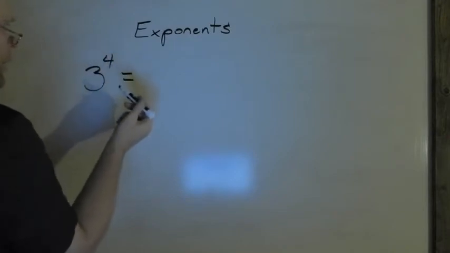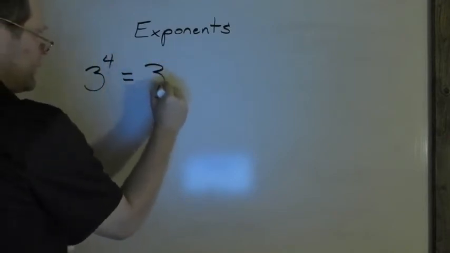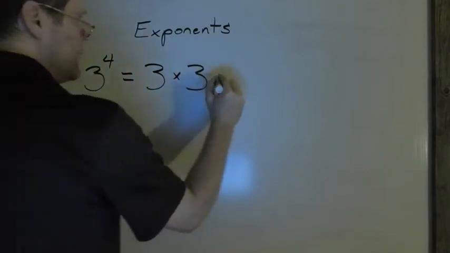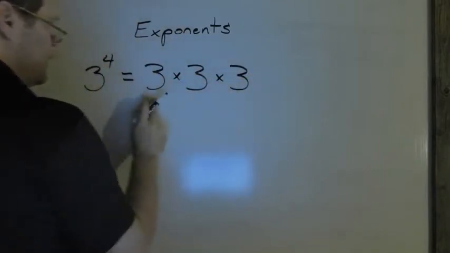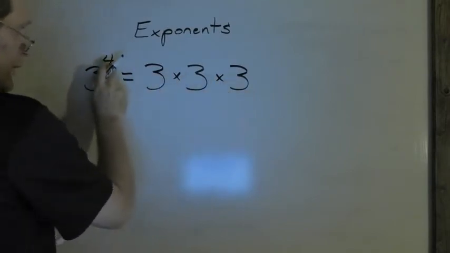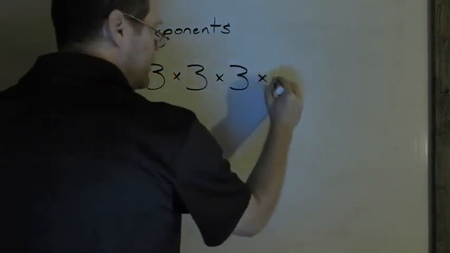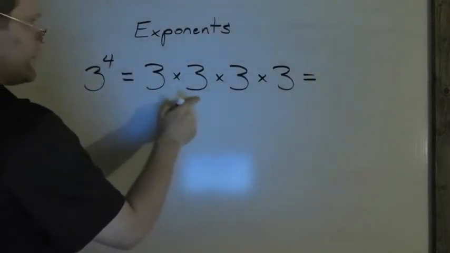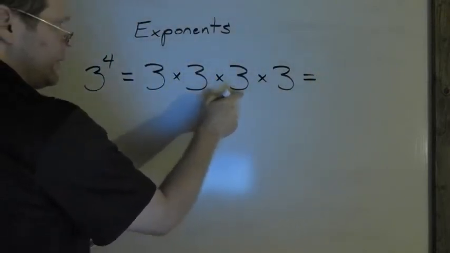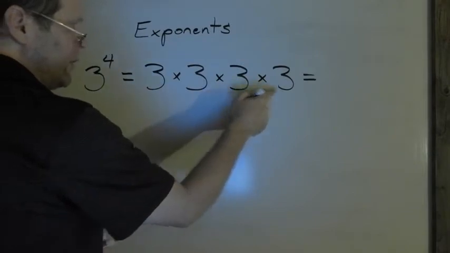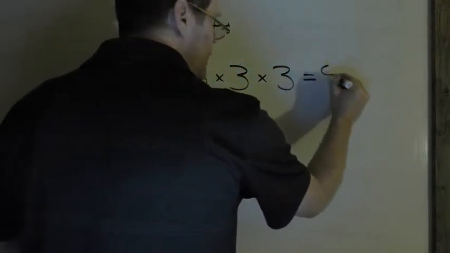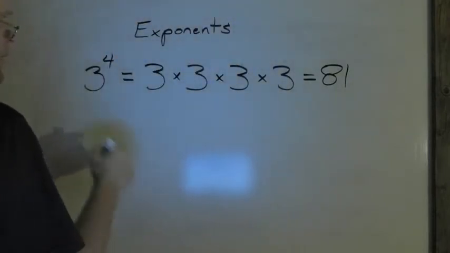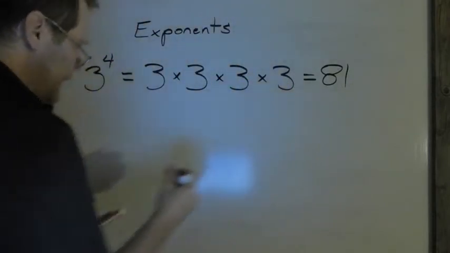3 to the fourth power, that's going to be 3 times 3 times 3. Need another one, have to have 4 times 3. We know 3 times 3 is 9, we know times 3 is 27, we know times 3 is going to be 81. Here's 81 up here. 3 to the fourth power is equal to 81.